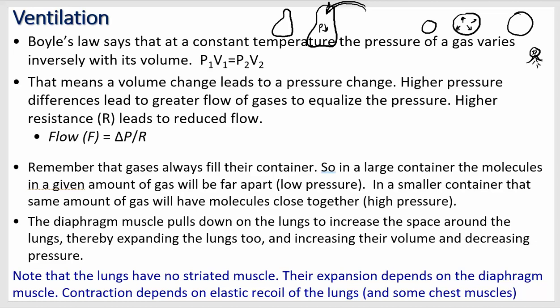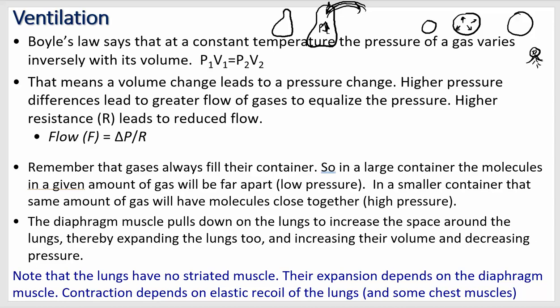We squeeze the lung, pressure goes up, and air moves out. So that's why we talk about this. A volume change leads to a pressure change. So higher pressure differences lead to greater flow. If I want to breathe in quickly, then I pull harder with my diaphragm to expand my lungs, and the air will come in passively. So the air comes in passively because of a volume change that we did actively.